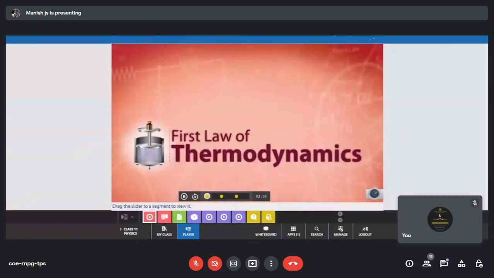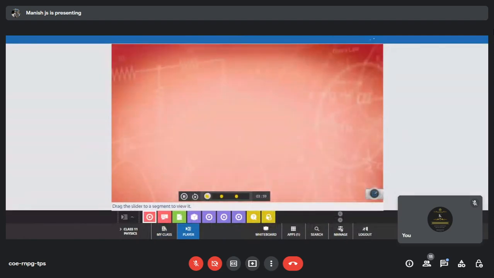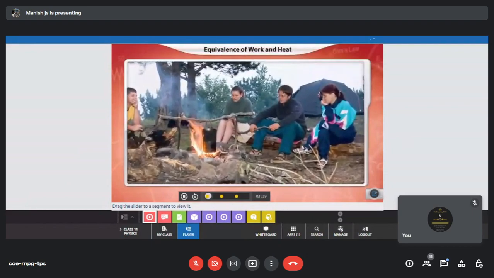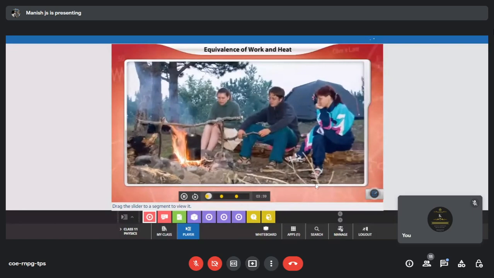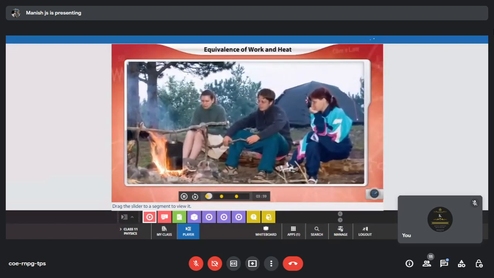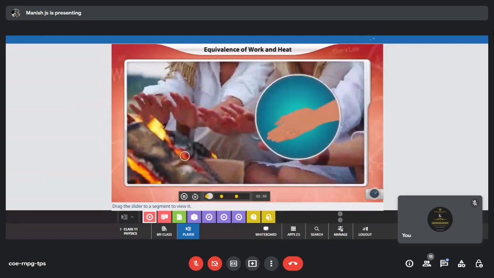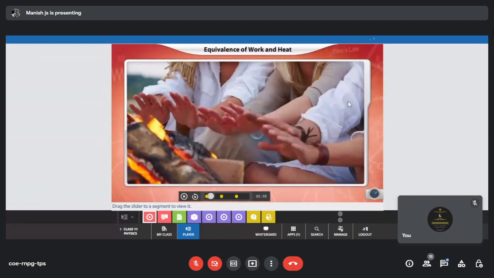First law of thermodynamics. How do we keep ourselves warm on a chilly day? If there is a bonfire, we bring our hands closer to the bonfire. If there is no bonfire, we could simply rub our hands together. So it's a simple situation where everyone is sitting around a fire, which is typically called a bonfire.